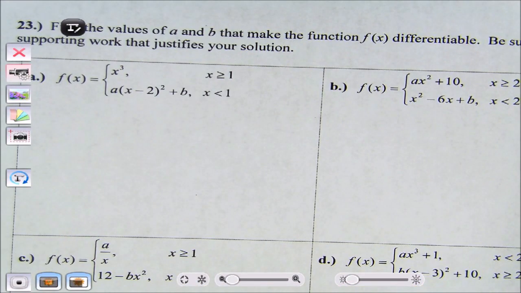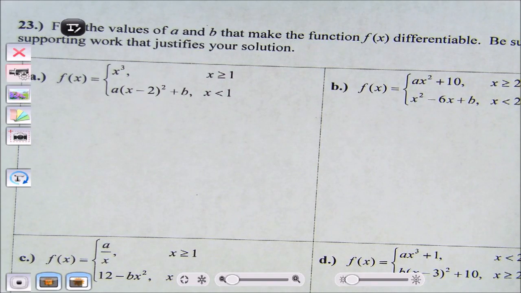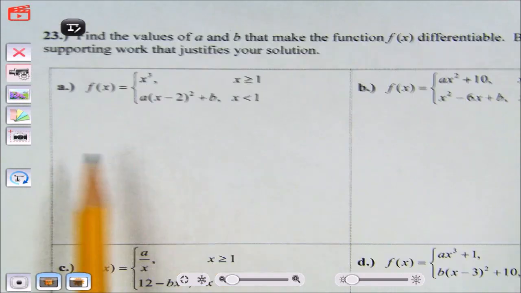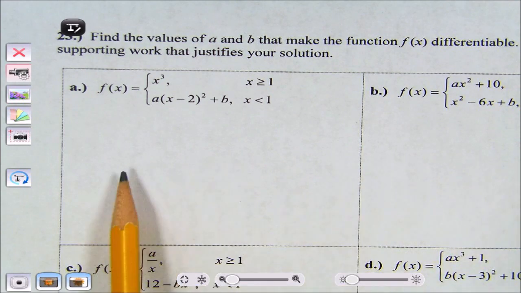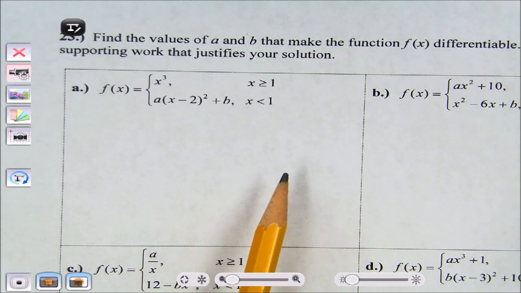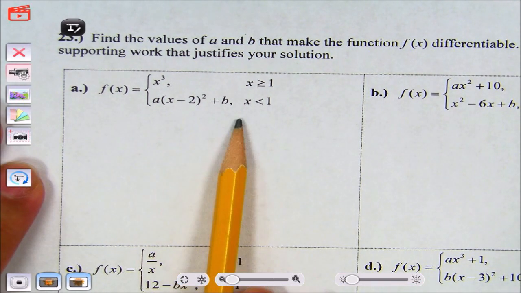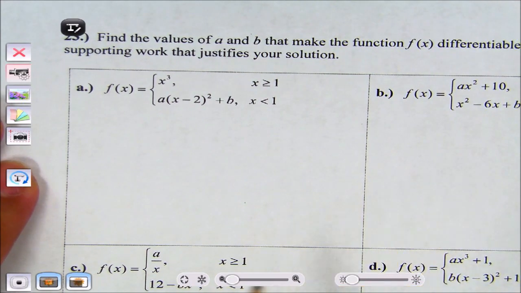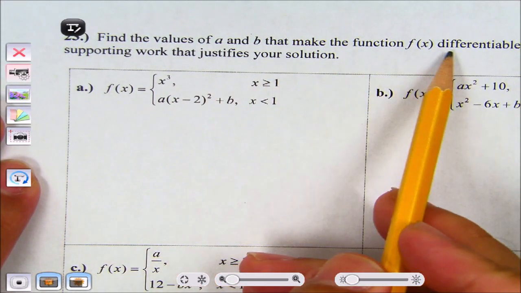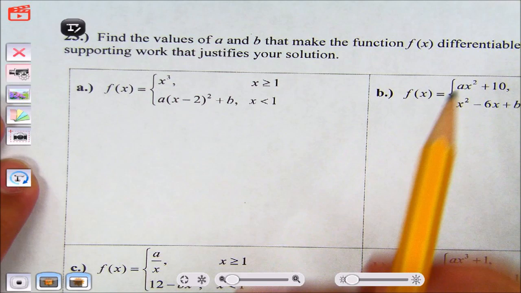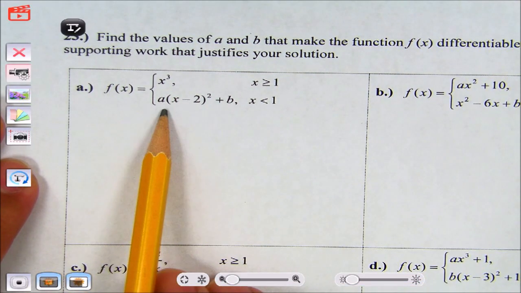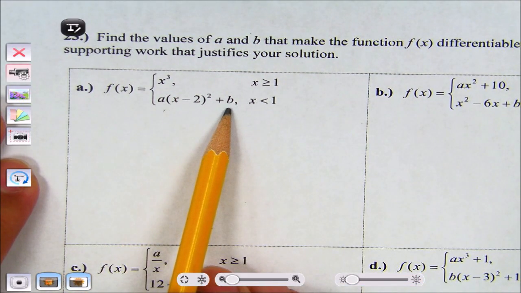All right, find the values of a and b that makes the function differentiable. You choose. You want me to do a or b? A? All right, good choice. We want to make the function differentiable and continuous. So that means, and there's 2 unknowns, right? So you need 2 equations.